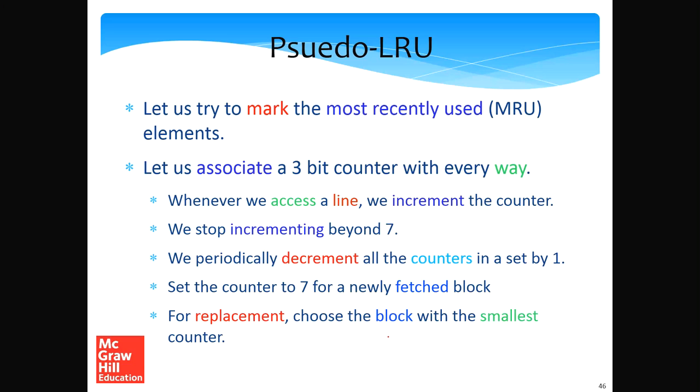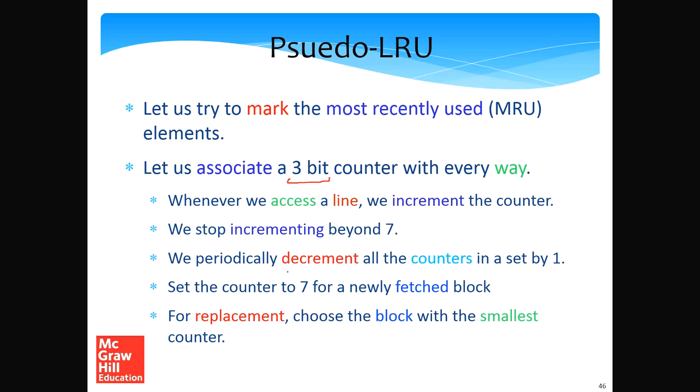So pseudo LRU is like this. Let us try to mark the most recently used elements. Something that is not most recently used, we can think of as least recently used. So let us associate a 3-bit counter with every way. We'll augment an entry in the tag array to have an additional 3 bits. Whenever we access a line, we increment the counter and we stop incrementing beyond 7. So we'll assume that 7 plus 1 is equal to 7.